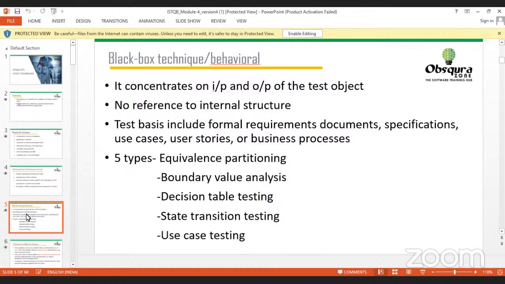So till now, is it clear? What is black box testing? You got an idea? Any doubts? Yes.